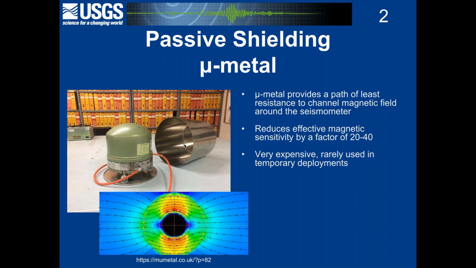And how the mu metal works is it provides a path of least resistance for the magnetic field here. So I almost think of the mu metal shield as the equivalent of a Faraday cage, where you have a very highly conductive material that guides the current, or here magnetic field lines, around the sensor, so that the sensor here is shielded from seeing these variations in magnetic field. And this is shown to be effective in reducing the sensitivity of seismometers to magnetic fields by a factor of 20 to 40. Unfortunately, as I mentioned, they're very expensive, and especially for temporary deployments, they're rarely used.